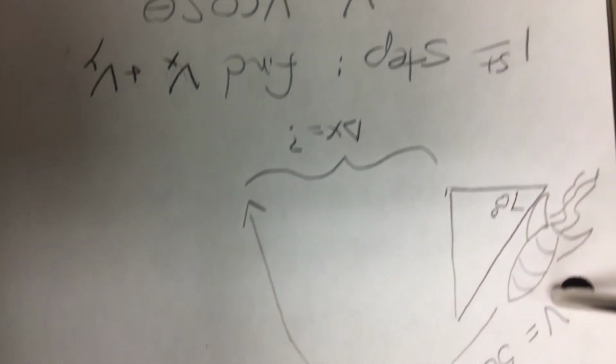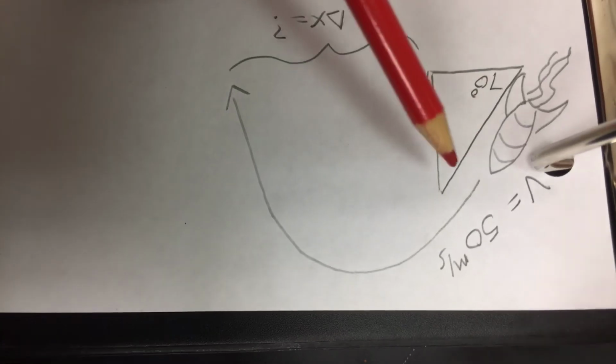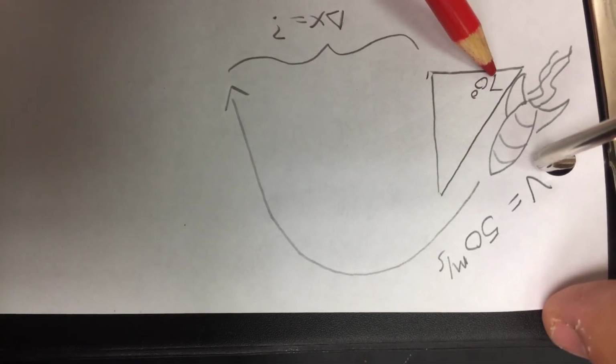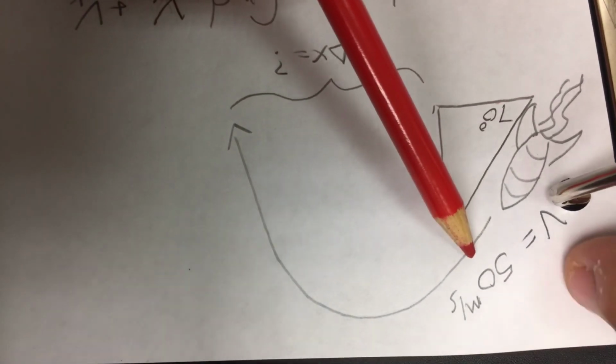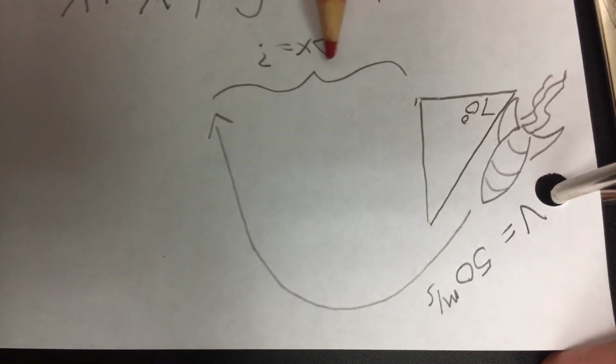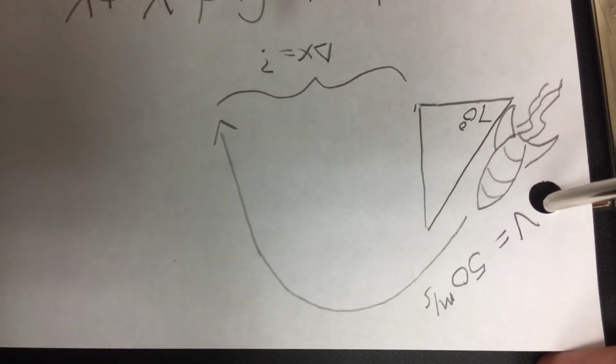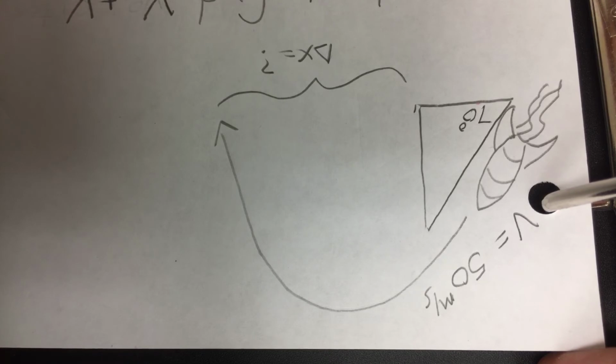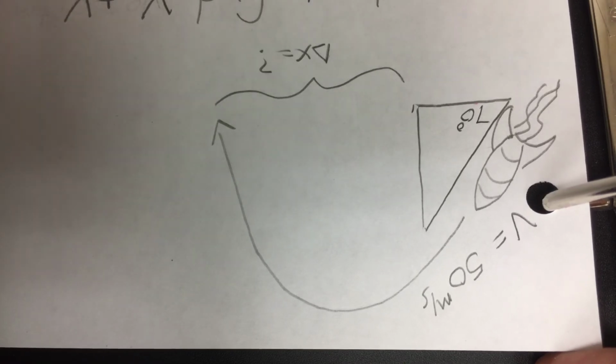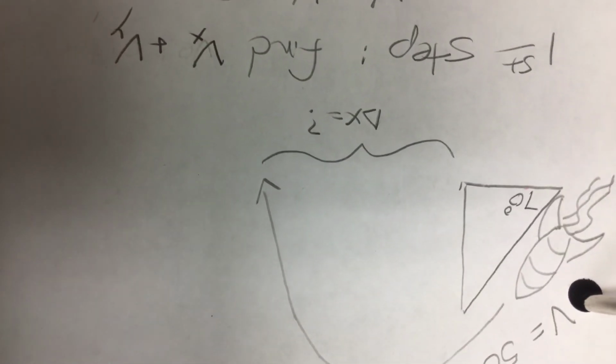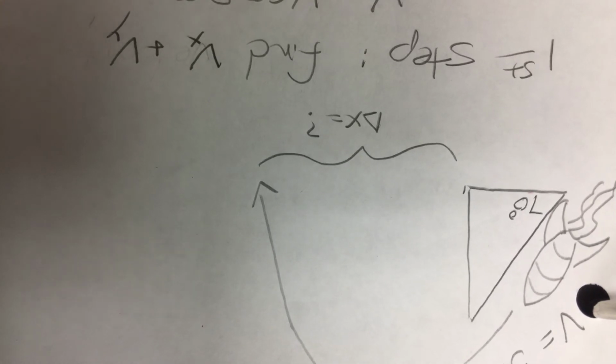Last one. We want to find the range of a rocket that is launched at a 70-degree angle at a speed of 50 meters per second. We want to find the delta x range. The process here is the exact same as what we just went through. First step, find the x and y components of the velocity.